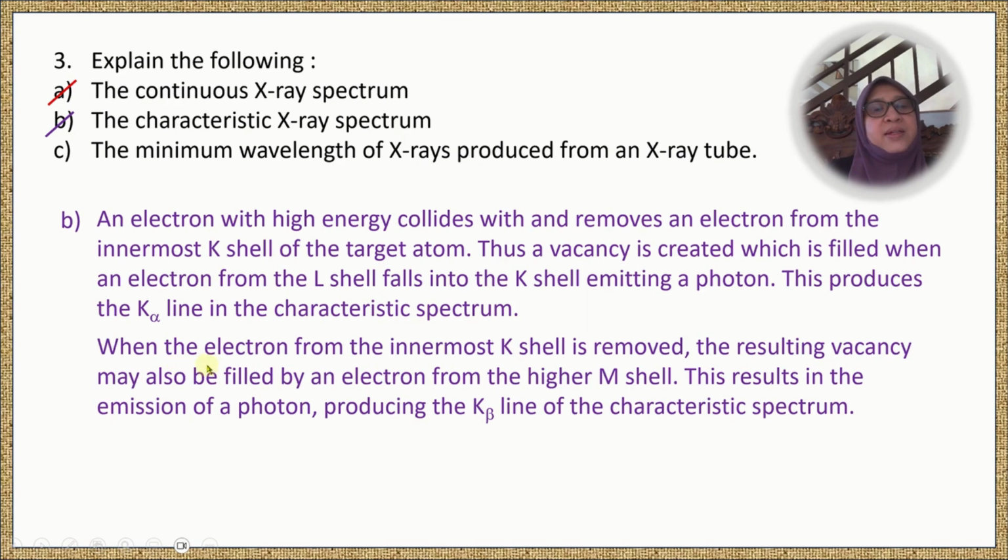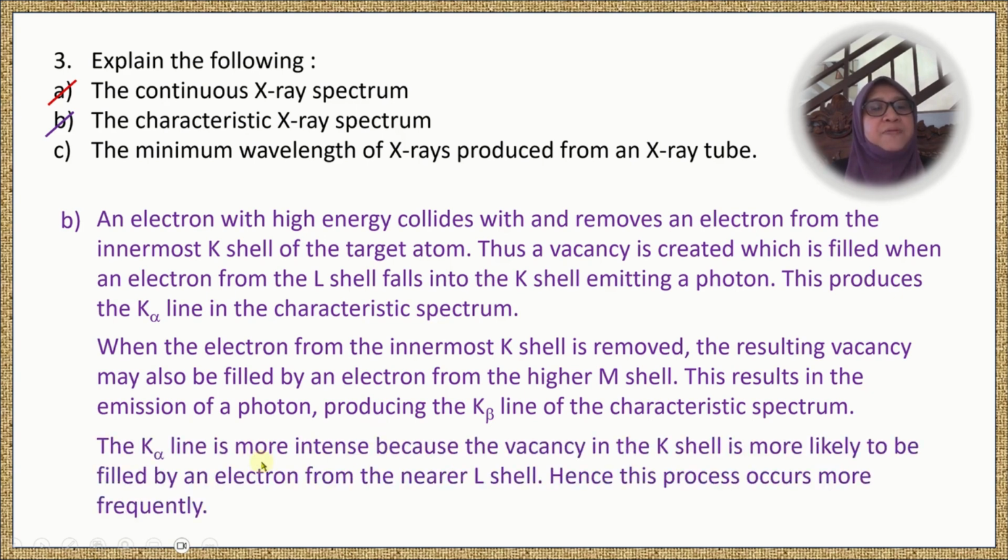When the electron from the innermost K shell is removed, the resulting vacancy may also be filled by an electron from the higher M shell. This results in the emission of a photon producing the K beta line of the characteristic spectrum. So we have K alpha and K beta, two sharp points. If we sketch the graph of intensity against the wavelength as given, we can observe the sketch from the previous question.